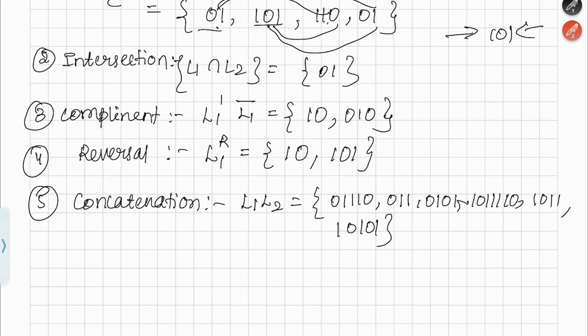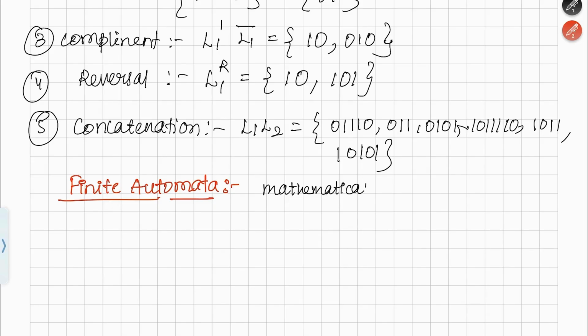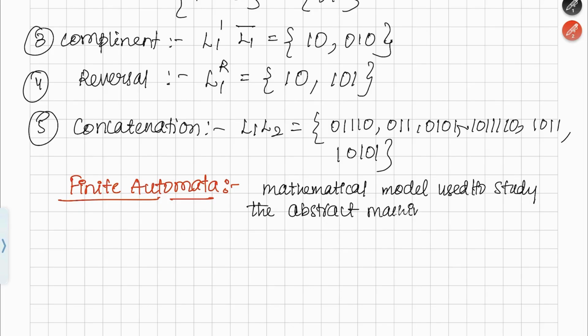Okay, so now that we are done with all the basic concepts, now we'll look into what finite automata is. Finite automata is a very important topic, so either they can ask the definition, or the definition would be asked. Yes, finite automata is a mathematical model which is used to study what an abstract machine or abstract computation does. So it is a mathematical model used to study the abstract machine. Now tell me, what is an abstract machine?